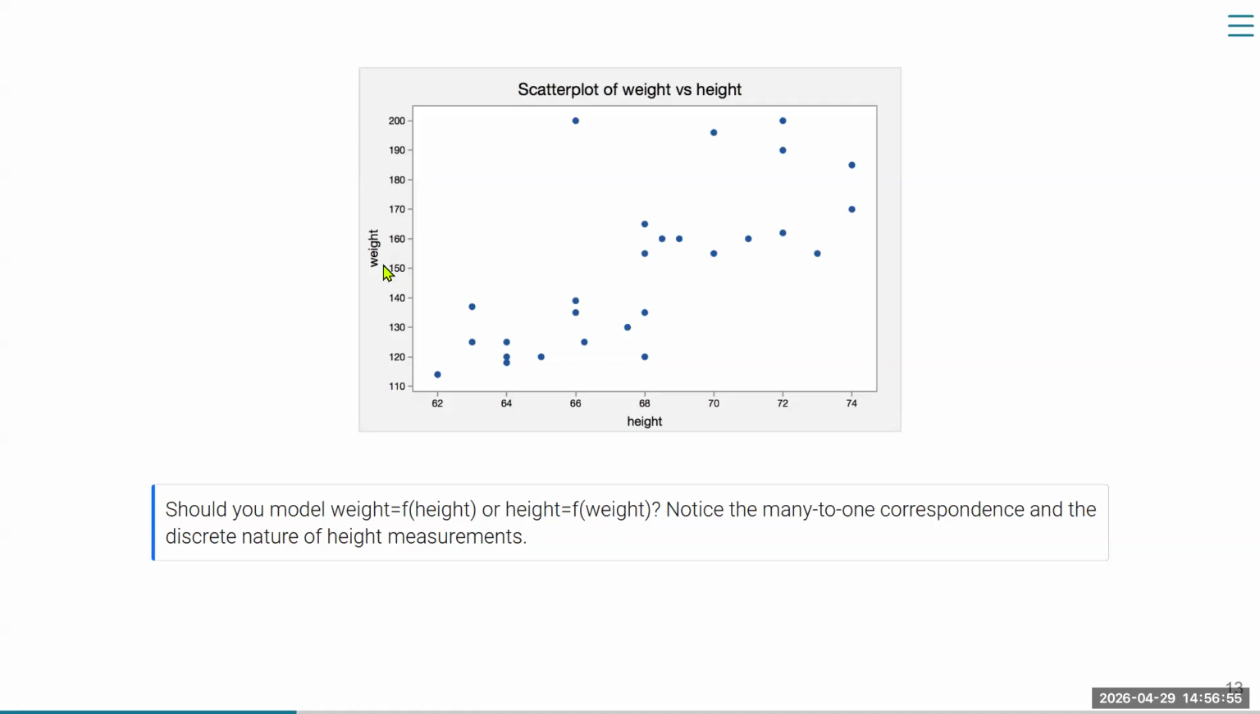How many people would model weight as a function of height? How many people would model height as a function of weight? Why would you model height as a function of weight?